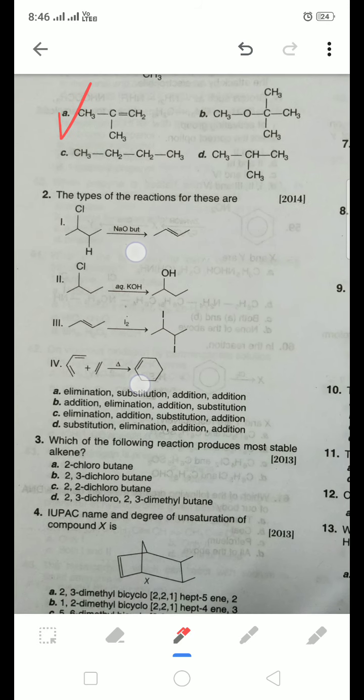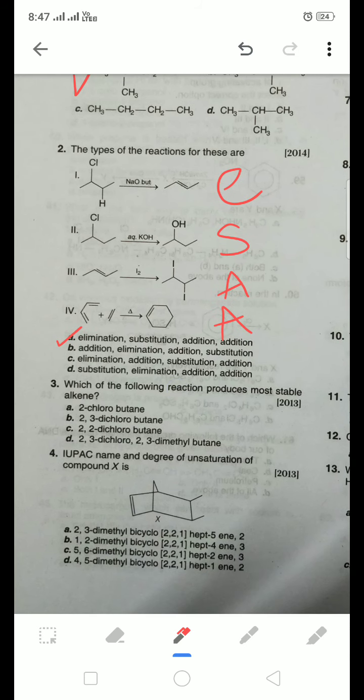Now read the second question. The type of the reaction for these are, okay, so you have to see which are elimination, substitution or addition reactions. So you see the first reaction, we can recognize that this is an elimination reaction. Second reaction, the Cl is replaced with OH from KOH, so it is a substitution reaction. Now third one, I2, it forms the product, so it is an addition reaction. And fourth one, it is similar to the Diels-Alder reaction, so this is also an addition reaction. So just look at the options E, F, A. Yes, so A is the answer here.